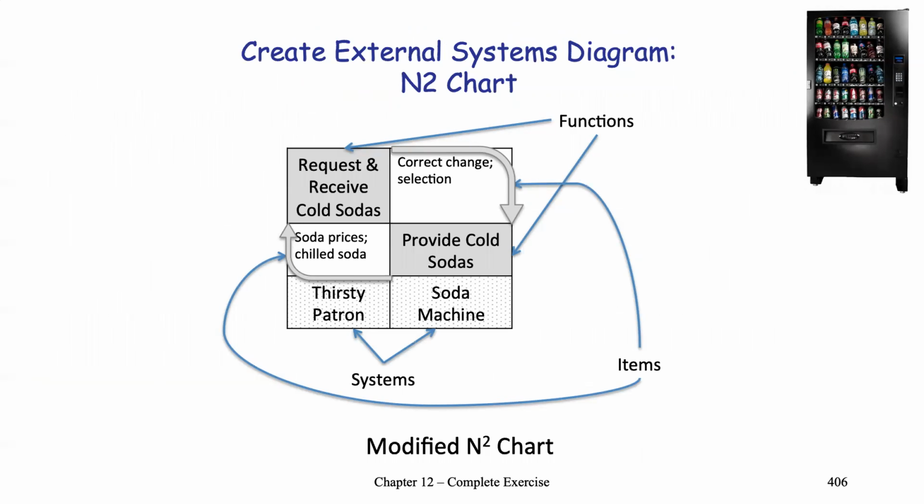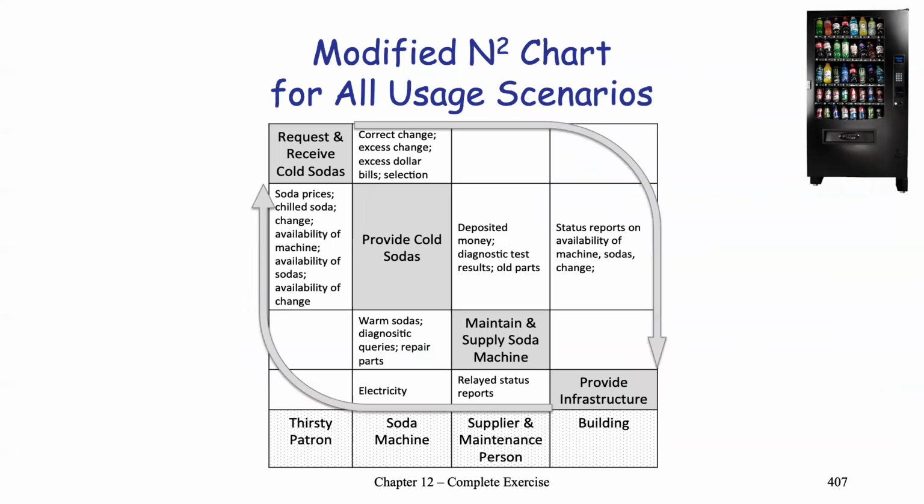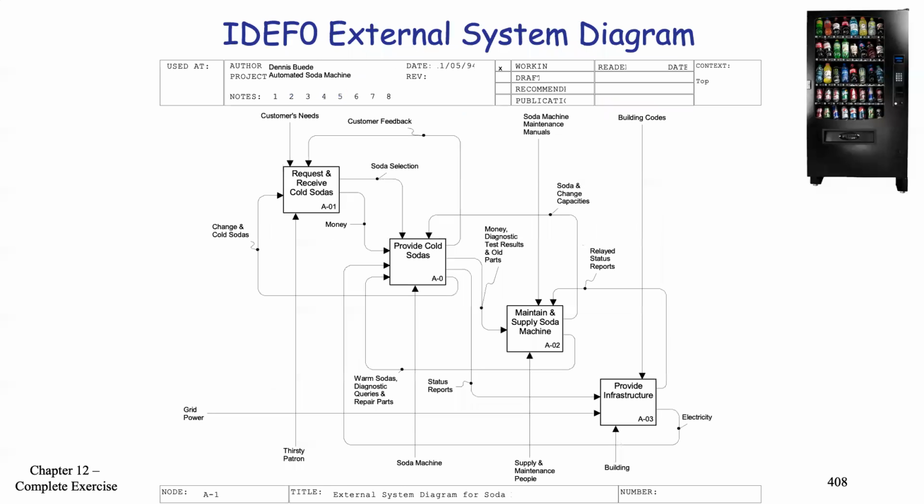So you want to be thinking about the external systems that it needs to be working with. A patron comes and wants to use a soda machine. I'm not going to go into detail over the modified N2 charts, but this is just another way you can be thinking about that. Here is a more detailed view of a modified N2 chart for all of the usage scenarios. This is a way you would capture things that you have in your operational concept and then break them into groups.